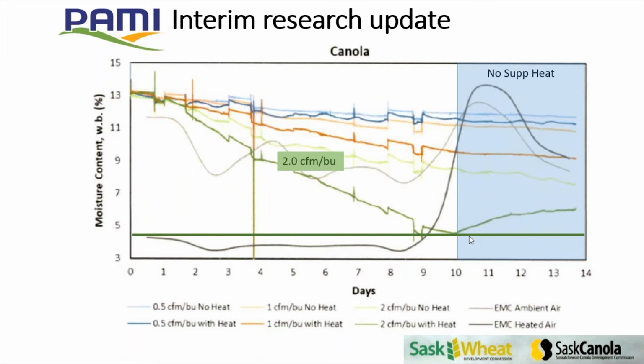One interesting thing here to see is after they turned off the supplemental heat, you can see they were down as low as below 5. So this canola got quite a bit over dried, but it does re-wet by running the fan, and the re-wetting really is a function of how dry it is. The drier it is, the quicker it will re-wet.